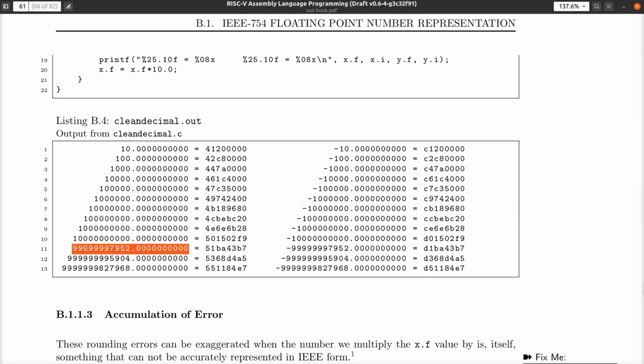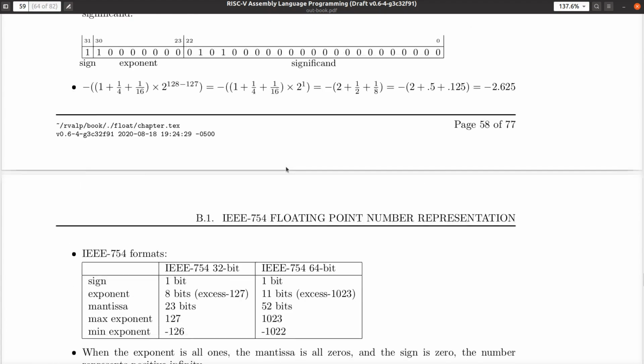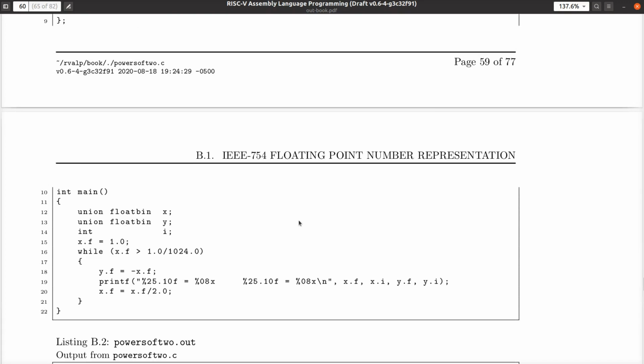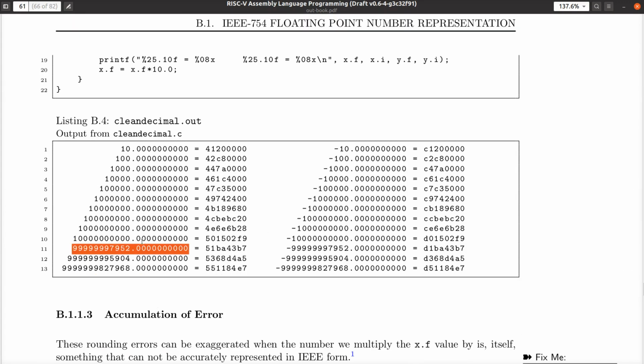And once you go to 11 zeros in decimal, there's not enough bits in binary to represent that. Where's my little picture up here with the 23 bits, 0 through 22? These 23 bits can only represent decimal values up to a certain size before we start having to round them off. Remember, when we're near 0, we can take all kinds of small steps and be very accurate.